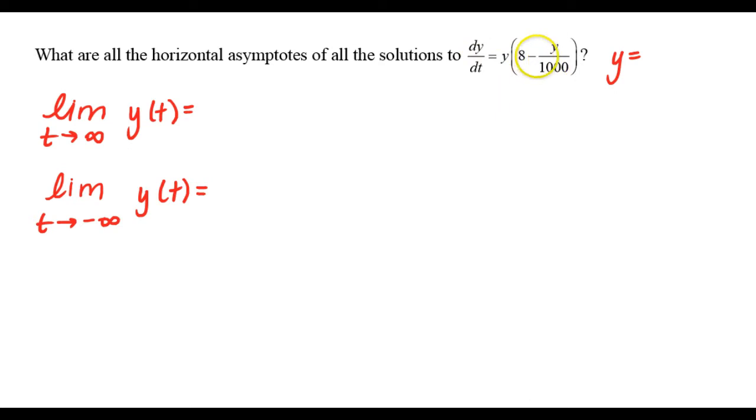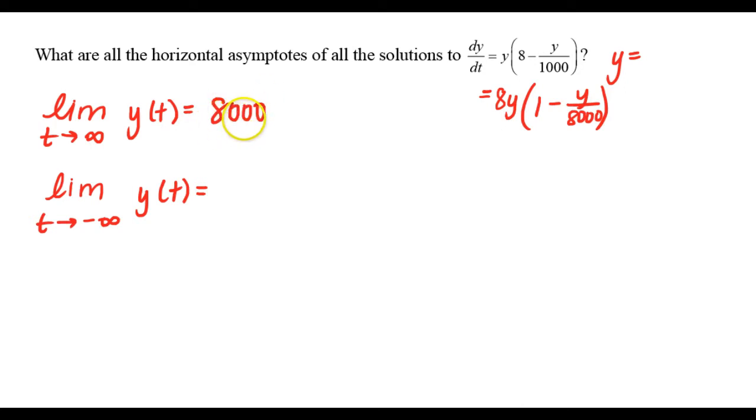So we can go ahead and turn this into the right form where this value is a 1, so we'll factor out our 8. So 8y is going to be 1 minus y over 8,000. So what's in the position of my L, or my carrying capacity if this was a population problem, is 8,000.